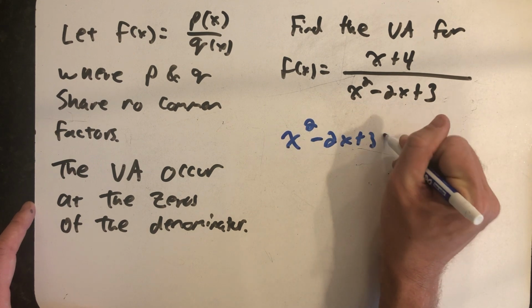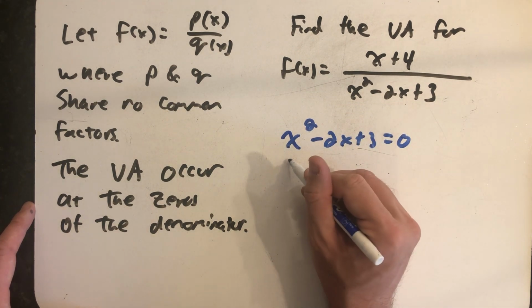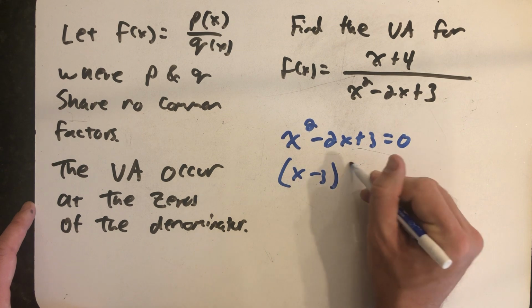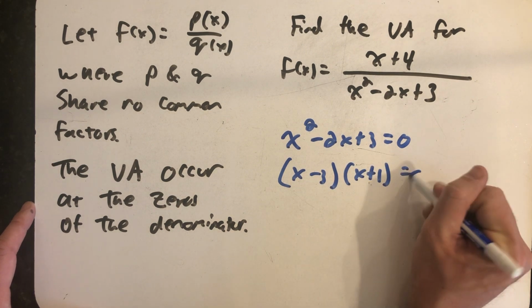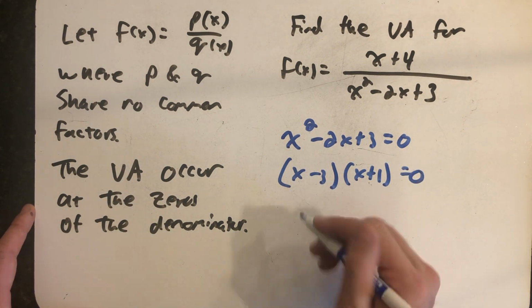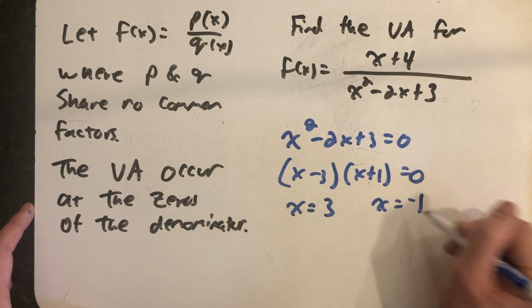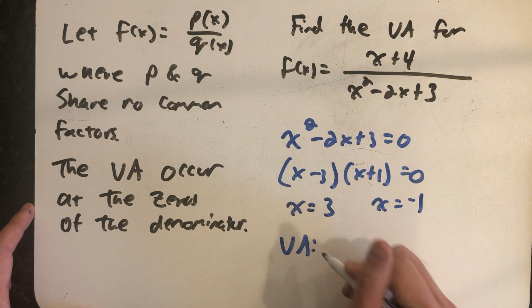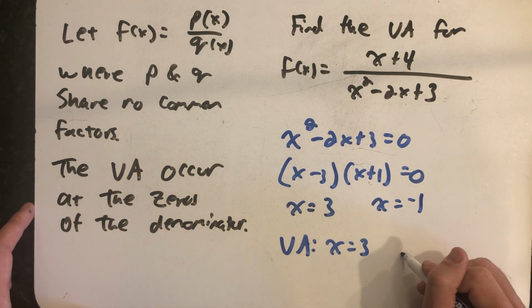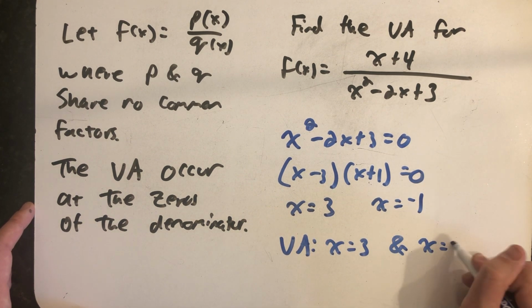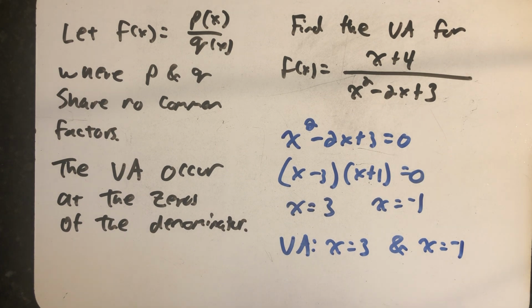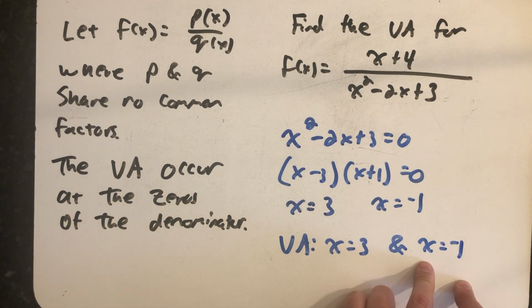So let's see what happens when I set the bottom equal to 0. All right, well, that factors nicely. So I see the bottom is equal to 0 at x equals 3 and x equals minus 1. Those are my vertical asymptotes. And notice when I write those down, those are equations of vertical lines. They're lines in the format of x equals 3 and x equals minus 1.